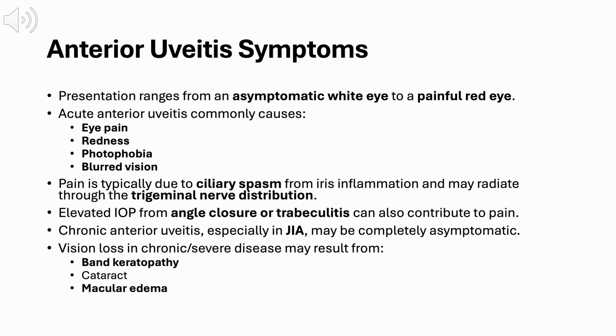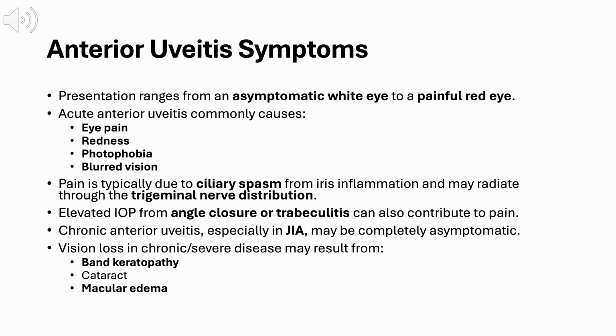Anterior uveitis has a wide symptomatic range, from an asymptomatic white eye to a painful red eye. Acute anterior uveitis classically causes eye pain, redness, photophobia, and blurred vision. That pain is typically ciliary spasm from iris inflammation, and it can radiate along the trigeminal distribution. Elevated pressure from angle closure or trabeculitis can add to it.